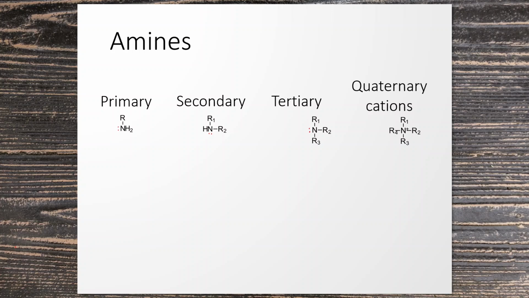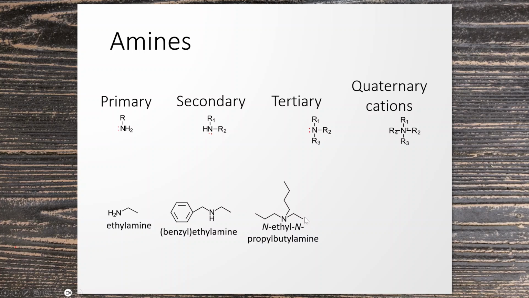But this quaternary cation will be ionically bound to an anion, and it will create a quaternary amine salt. Sorry, that's hard to say fast. Moving on here, we will show some examples of each of these. So here's the primary amine. You can see that this nitrogen has 2 hydrogens attached to 1 carbon. Next we have this guy. Nitrogen has 2 carbons branching off of it. This one has 3. And lastly, we have 4 here.